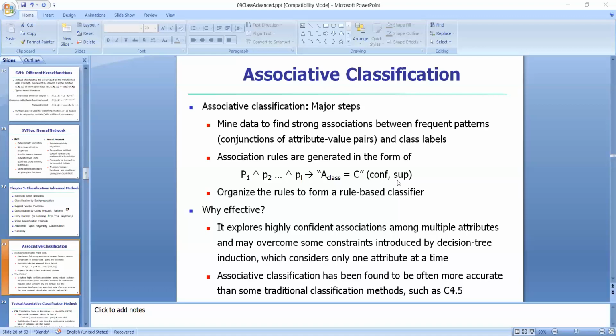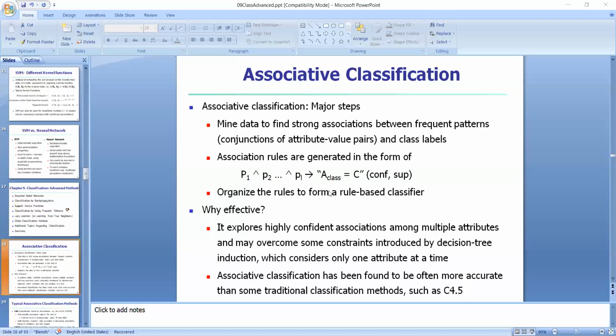So that is known as associative classification. In associative classification, there are mainly the following steps. First, as I told, we need to mine the data to find the strong association between frequent patterns and class labels. Then association rules are generated in the form of intersections: P1 intersection P2 intersection, etc., Pn. Now organize the rules to form the rule-based classifier. So this process is familiar for you, right?